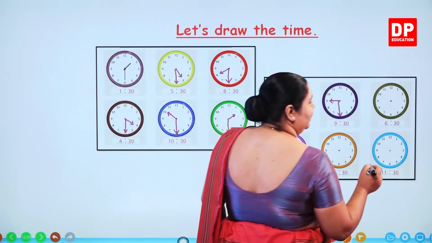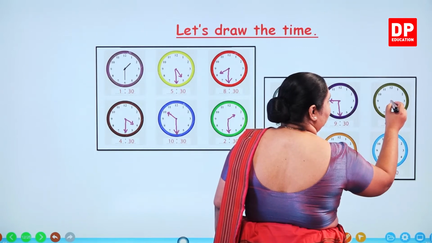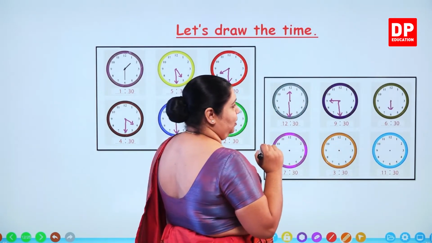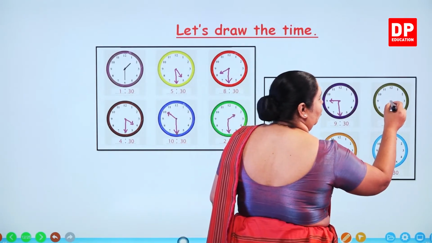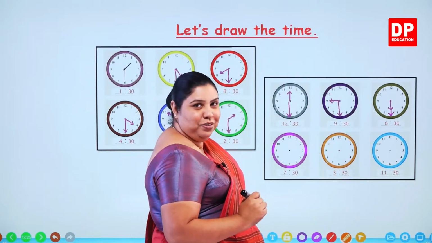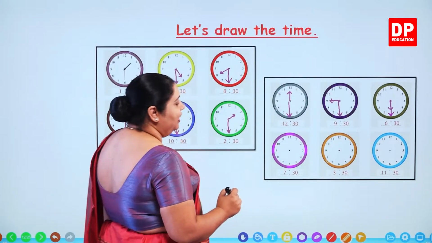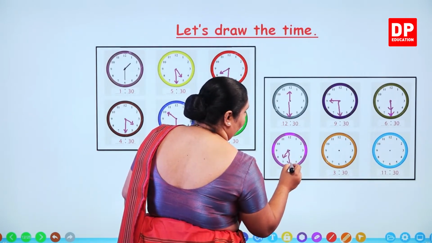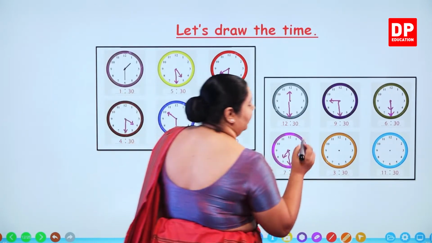9:30. 6:30. Oh, first we are going to draw the short hand. That is the hand that shows the hour. Next we draw the long hand on the same line. 6:30. Can you see? Next one. 7:30. Oh, the short hand to number 7. Long hand to 30. Next one.